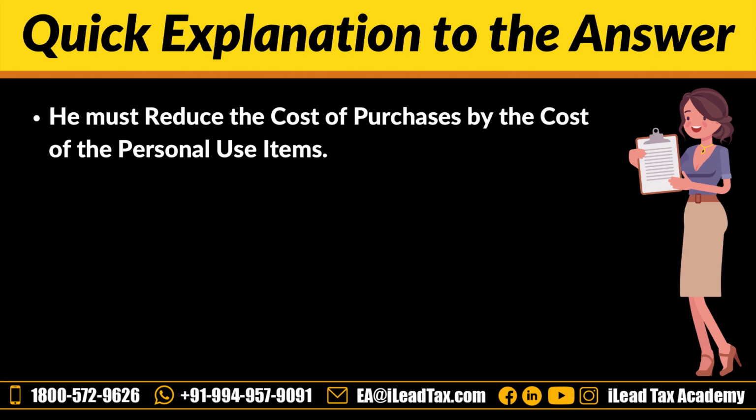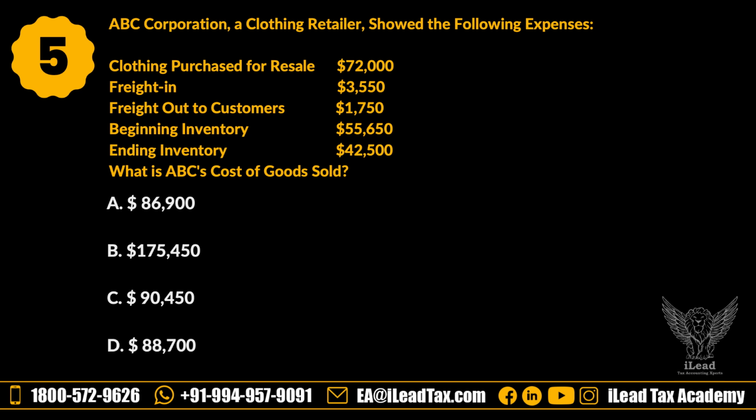Let's go to the next question. ABC Corporation, a clothing retailer, showed the following expenses: clothing purchase for resale 72,000, freight in 3,550, freight out to customers 1,750, beginning inventory 55,650, ending inventory 42,500. What is ABC's cost of goods sold? A 86,900, B 175,450, C 90,450, D 88,700.